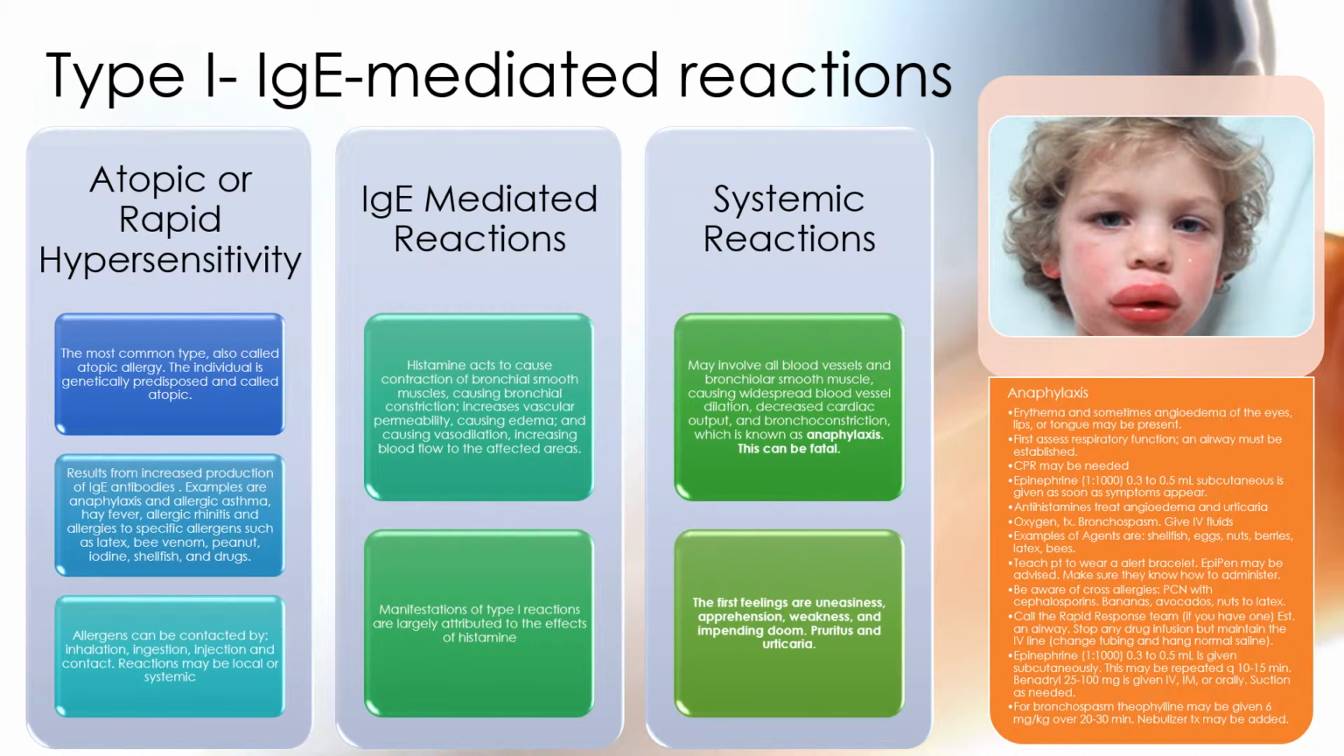You want to teach the patient to wear an alert bracelet. They may need an EpiPen. You want to make sure that they know how to administer the EpiPen. You want to make sure that they're aware of cross allergies like penicillins with cephalosporins, bananas, avocados, and nuts to latex. You want to call the rapid response team if you have one.